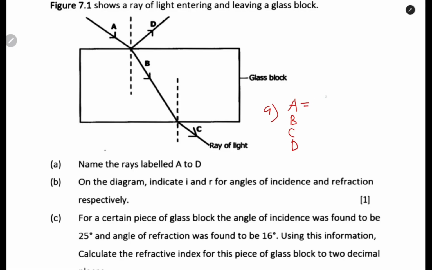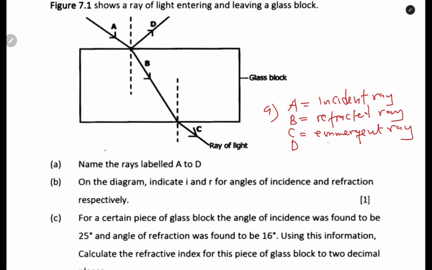So the first part here, which is A, is called the incident ray. Then B is called the refracted ray. Then C is called the emergent ray or refracted ray. Okay, then D is called the reflected ray, because it's bouncing back. So these are the answers for the first part.